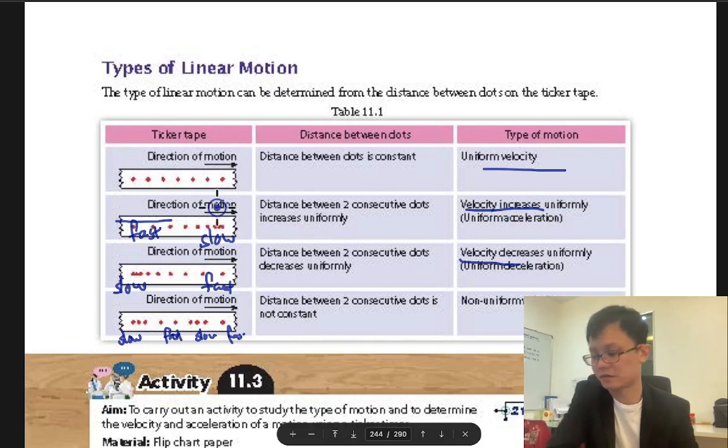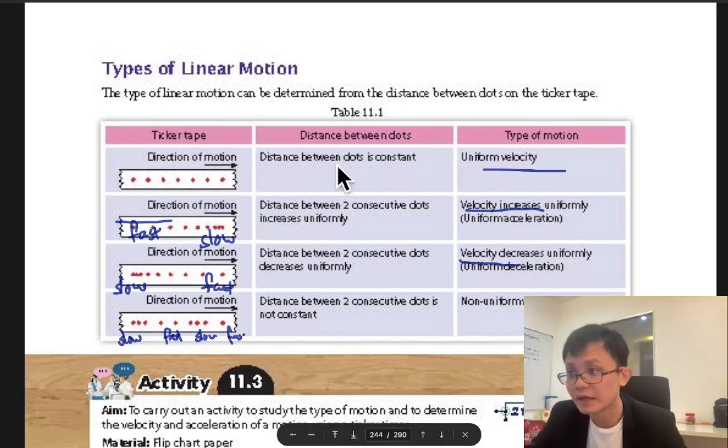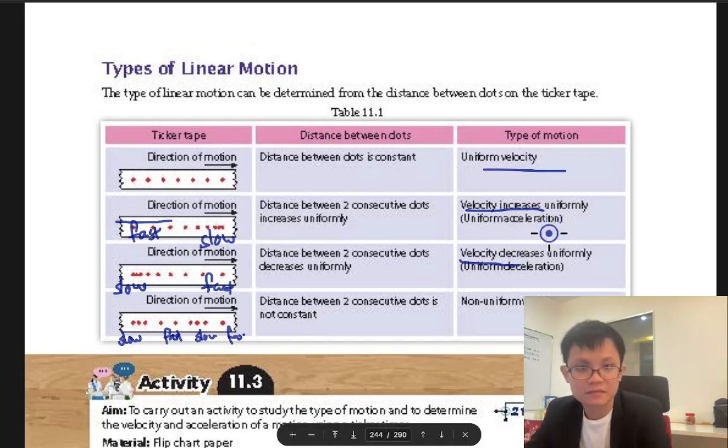Direction of motion. Okay, so I think there's some mistake in the book. I'm not saying the book is not good. I say the book is good. I just say maybe there are some mistakes. Okay, so here is fast to slow. So it's supposed to be uniform deceleration. Deceleration. This one is acceleration because it's slow to fast. So I put here acceleration.